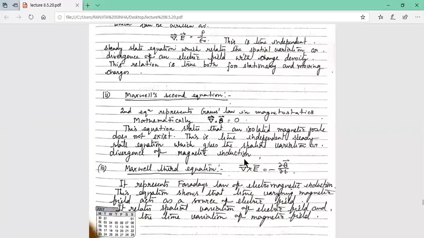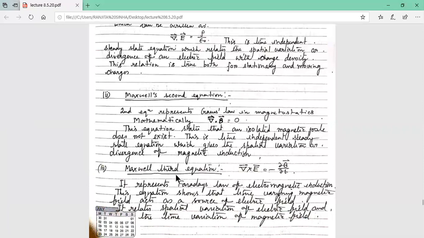So what does Maxwell's second equation give? Maxwell's second equation gives the spatial variation of magnetic field, and the value is 0 because an isolated magnetic monopole does not exist.